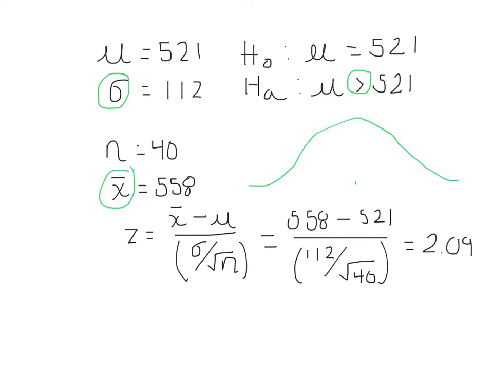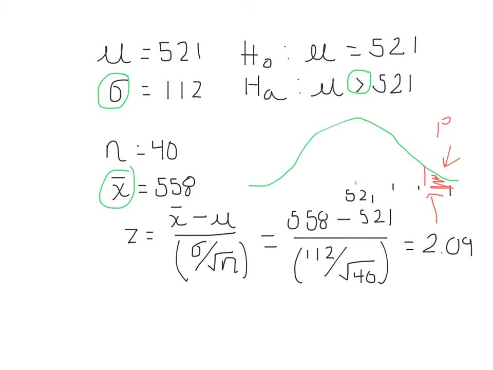What that basically means is they claim that the population average is 521, and our sample average ended up being a little more than 2 standard deviations above that mean. And what we need to do is determine how big is that area in that tail out beyond that z-score of 2.09. So here we need to use our table for the normal distribution.